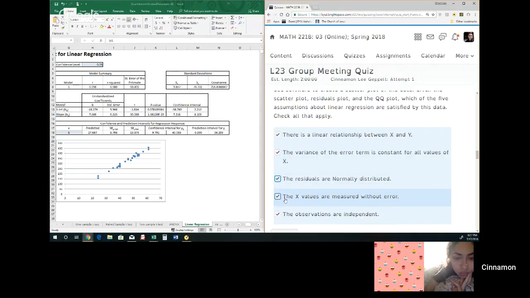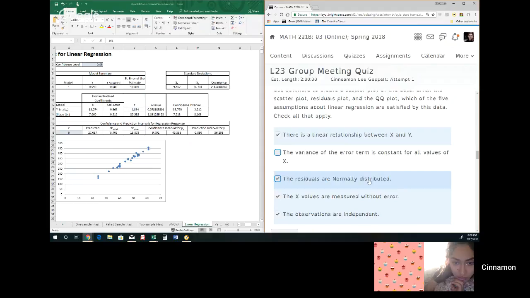I guess, the scatter plot? I don't know. X values are measured without error. We can't tell that for sure, and observations are independent, and we can't prove it, but hopefully they are. So all of them, or do we uncheck this one, since we don't really know what that is? The variance of the error term is constant. The thing I wrote down was the error term is normally distributed. So there's no curved pattern, no megaphones, no outliers. I don't know for this one.